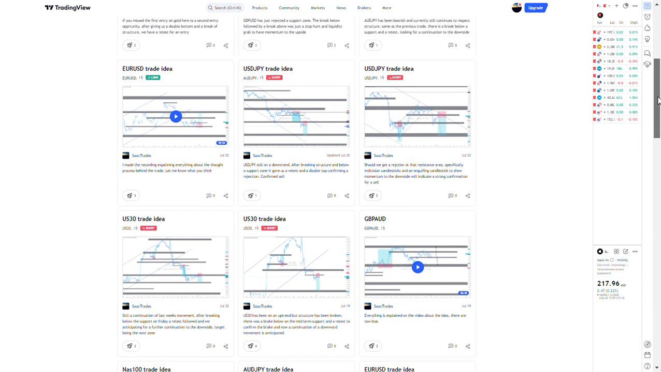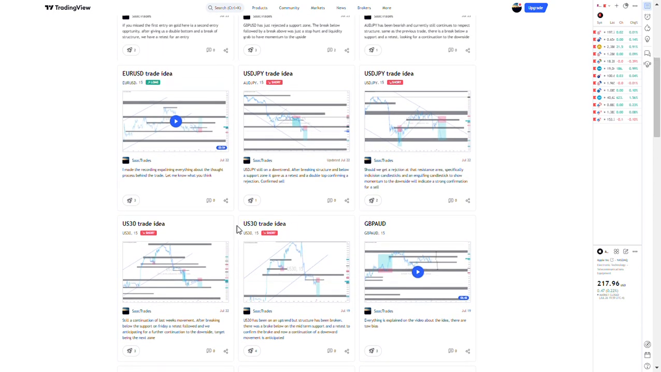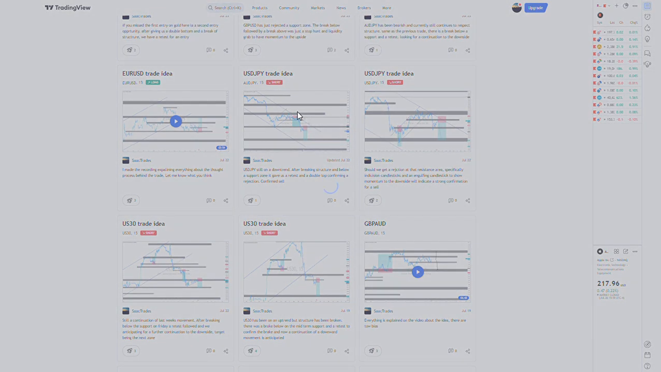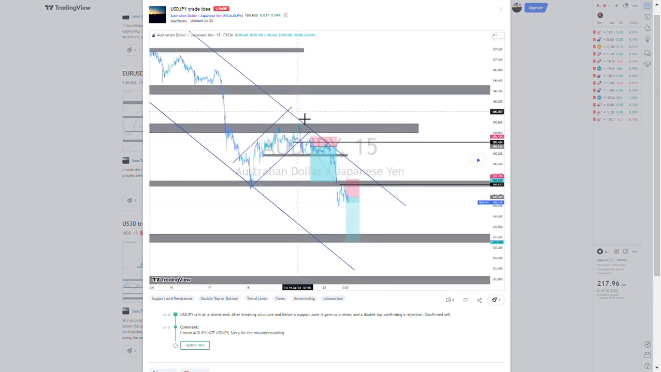So far we had one loss, one win. So let's go again. Let me see. I think this is AUD JPY. This is the one where I made a mistake. Instead of saying AUD JPY, I said USD JPY. So as you guys can see there, I mean AUD JPY, not USD JPY. This is the same setup that USD JPY had.